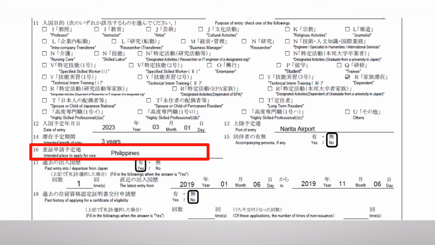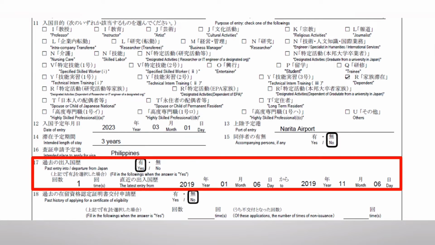Number 16 is the intended place to apply for a visa. So it is our home country, the Philippines. Number 17, past entry in Japan, if there is. My husband became a trainee in Japan way back in 2019, so we also put here how many times and the dates from and to when he was here. If the applicant has never been in Japan, then just circle no.